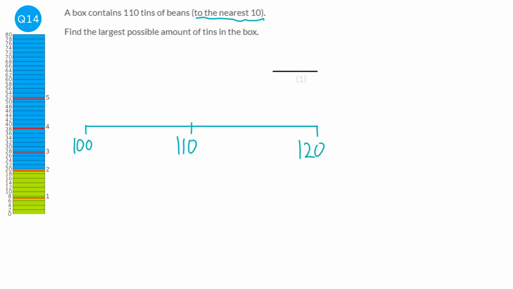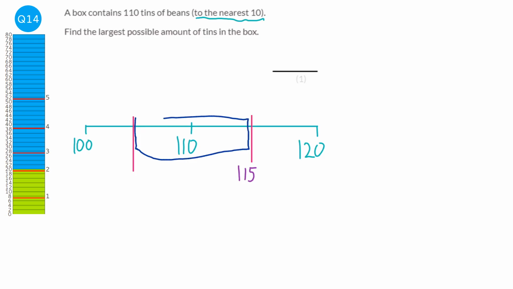Now we're interested in the cutoff, and the cutoff point is between the two numbers. Okay, so that's the cutoff point. If it goes above that cutoff point, it would have rounded to the next number up. So if the number was here, it would round to 120. If the number is on the cutoff point, which we can see is going to be 115, then we know it would round up. So we need to find the biggest number in this part here.